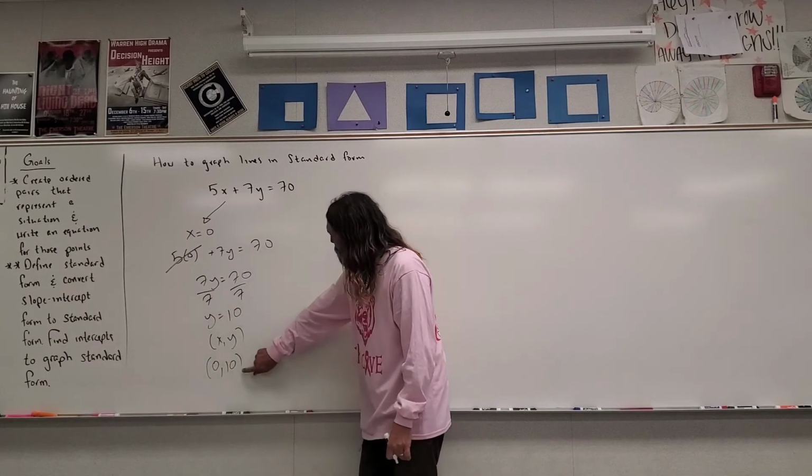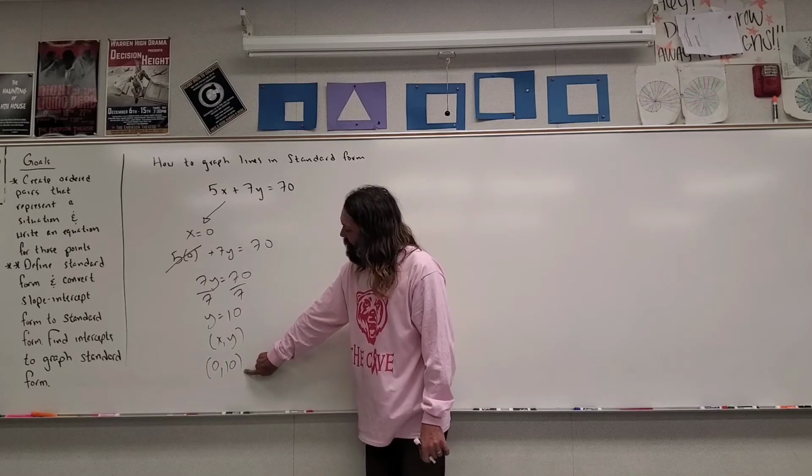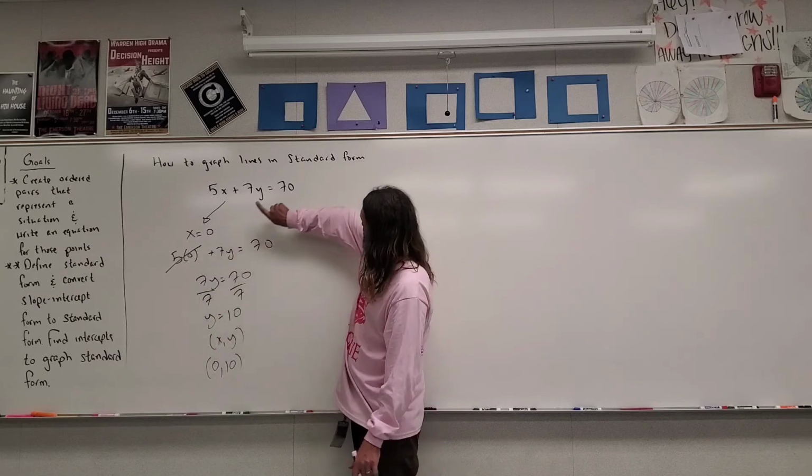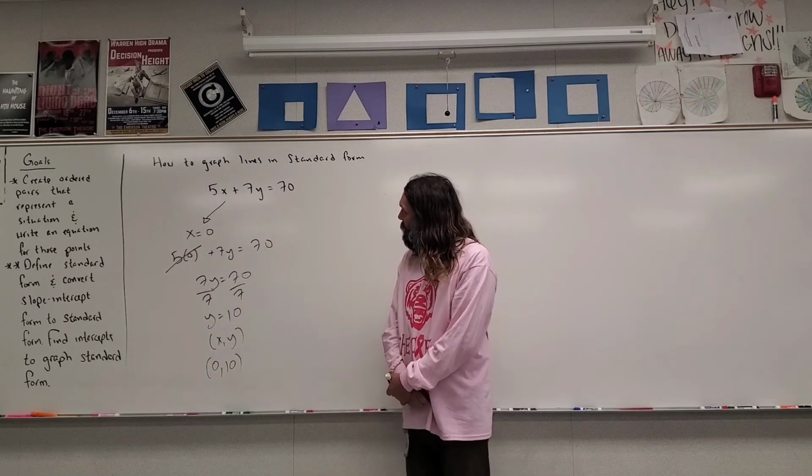And again, remember, these ordered pairs represent spending $70. I bought 0 $5 hats and 10 $7 shirts, and I spent $70. So that's one point that we're going to find.